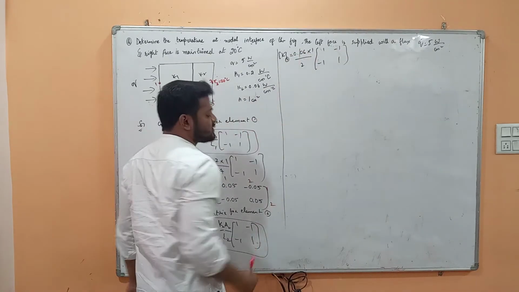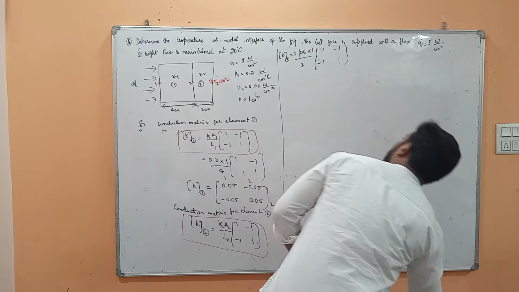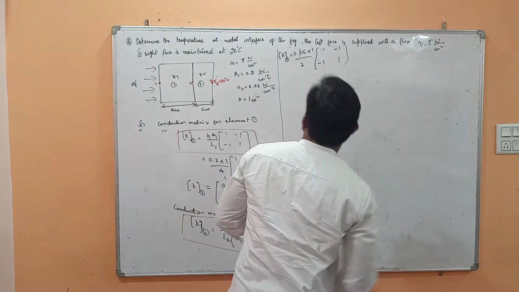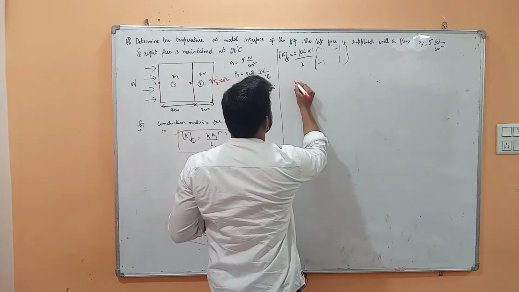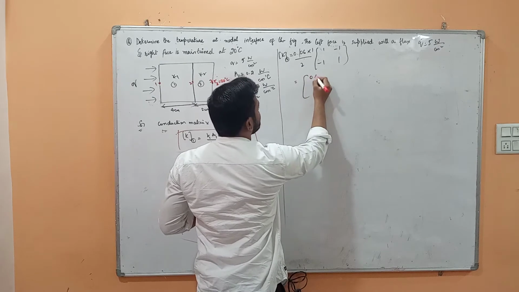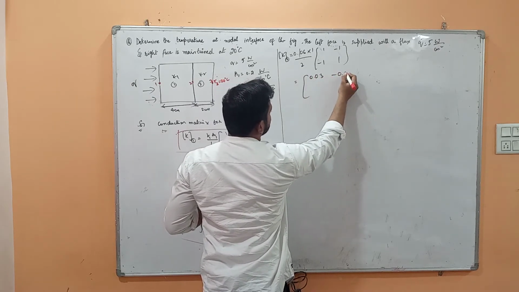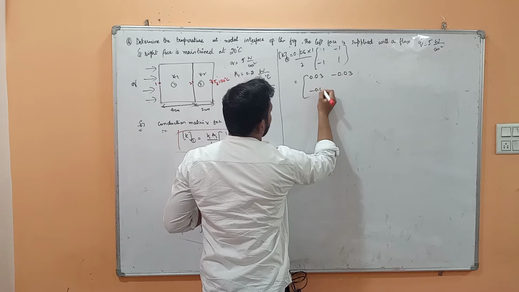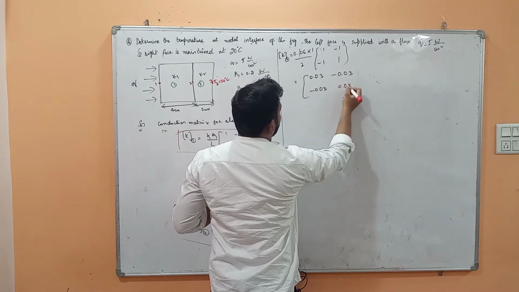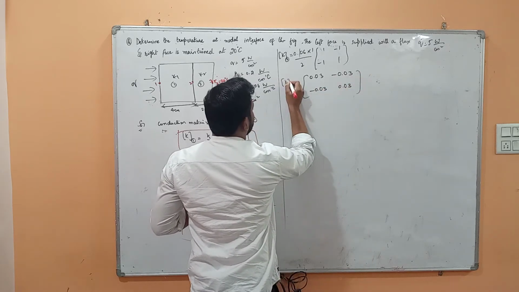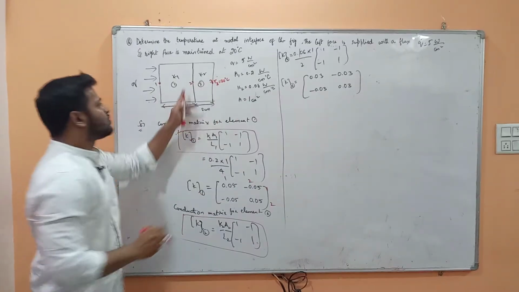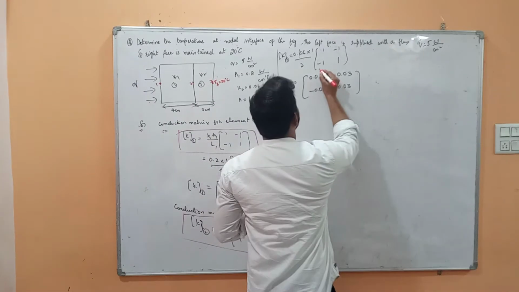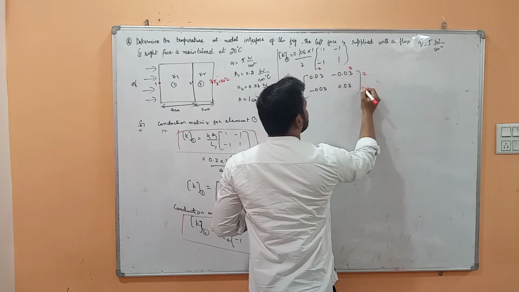We can find out this value in the calculator. So 0.06 by 2 is 0.03. If I multiply 0.03 inside, I am going to get this. Element 2 is connecting nodes 2 and 3, so we have to write down 2 3 here and 2 3 here.